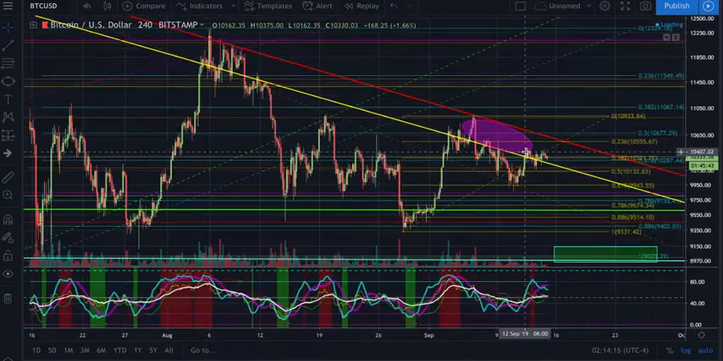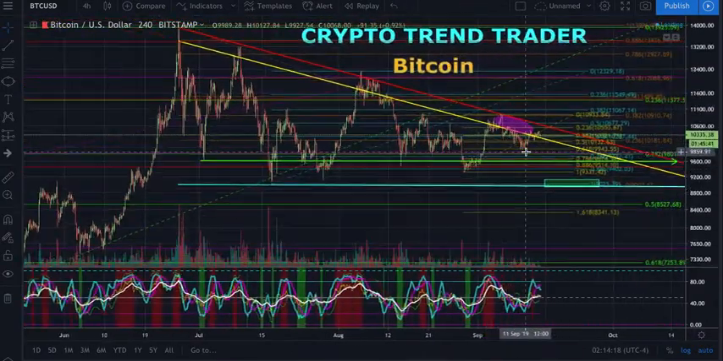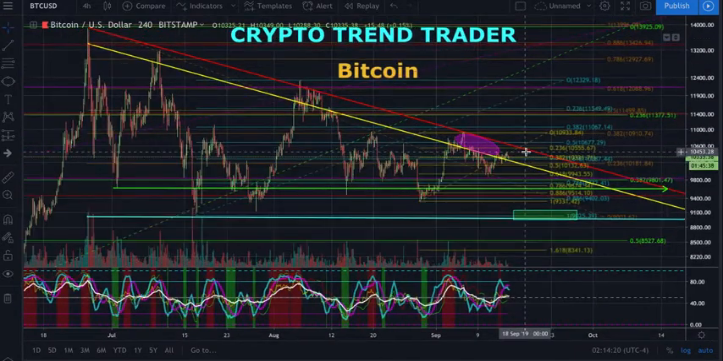So there we have it. Basically a little Fibonacci, a little bit of the analysis of the targets in the future.